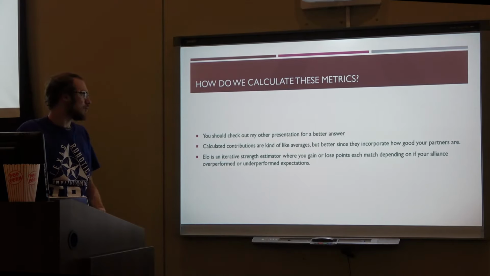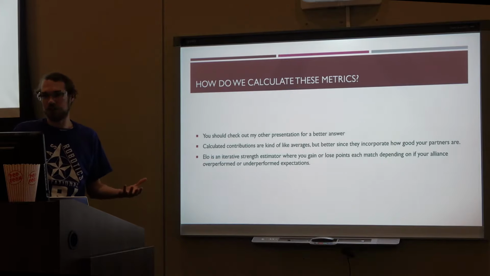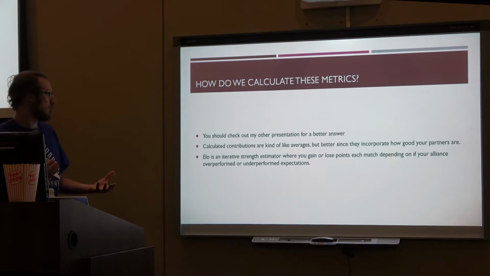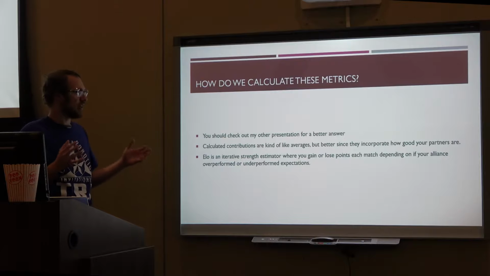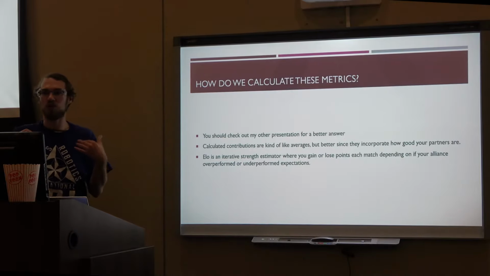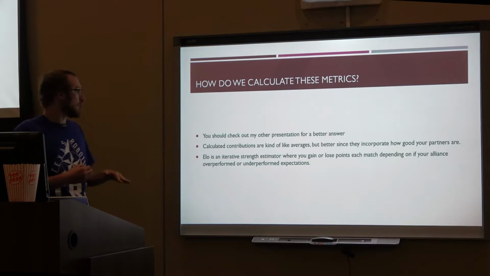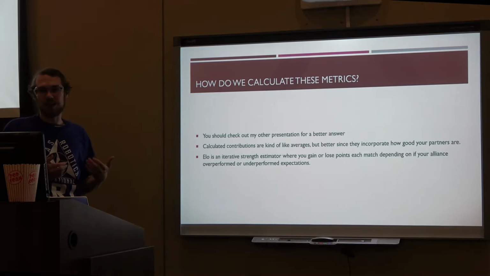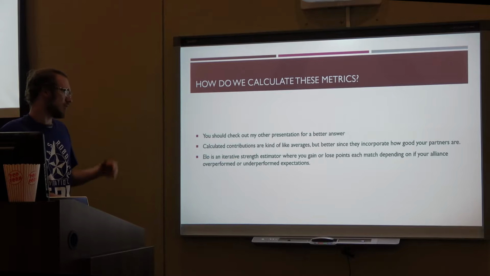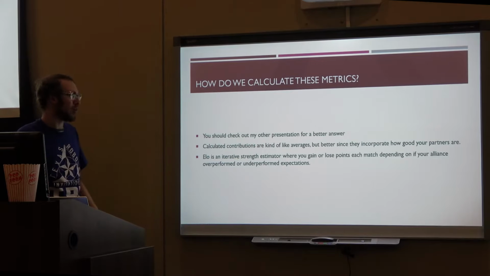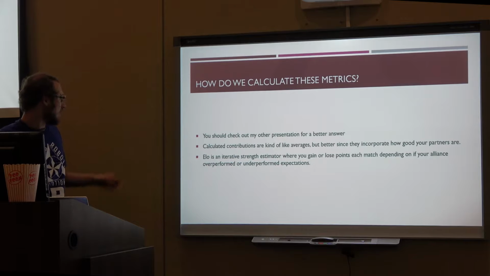Broadly, calculated contributions are kind of like averages, but supposedly they're better because they can incorporate information about the partners on your team. If you have worse partners and score higher, that's better than if you score higher but have strong partners, because your partners are probably a good part of the reason why you're scoring higher.